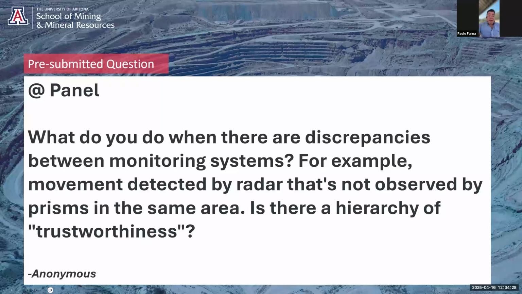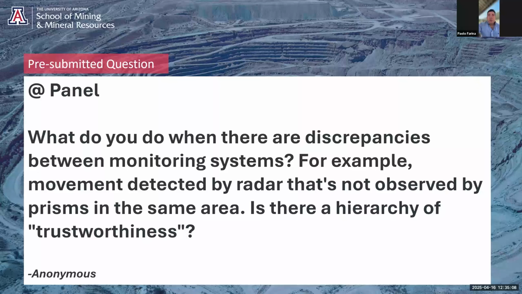Yeah, that's a good point, because nowadays we have redundant monitoring systems. Typically, you have multiple systems looking at the same area, and it's important to cross-correlate data from different technologies. We have to be aware of the differences between technologies. For example, radar is a great technology, but if you use real-time radar data, you cannot expect to detect the same slow movements that you can pick up, for example, with prism or with GPS.